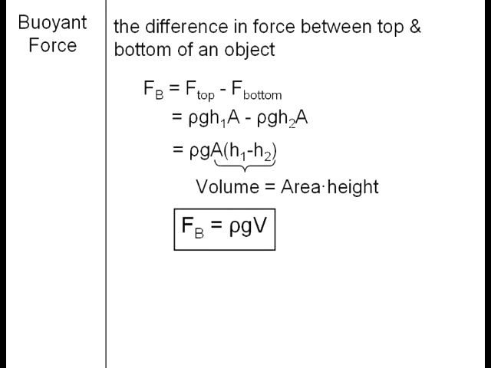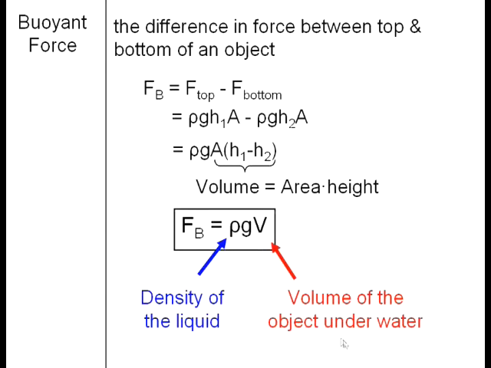And we have to be very careful with our definitions. The rho is the density of the liquid, which would be water, and the V would be the volume of the object that's in the water, and it's only the part that's underwater. We don't count the part of the volume that's above water.